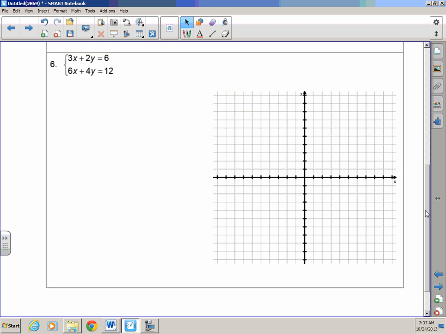Okay, I'm going to show you both of these already in converted form. So the first one is y equals negative 3 over 2 x plus 3. And when you do the next one, you're going to see you're going to get the same slope-intercept form.